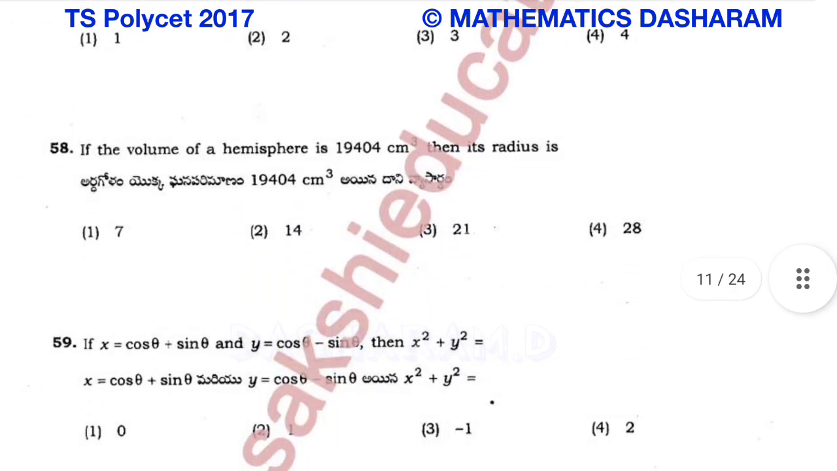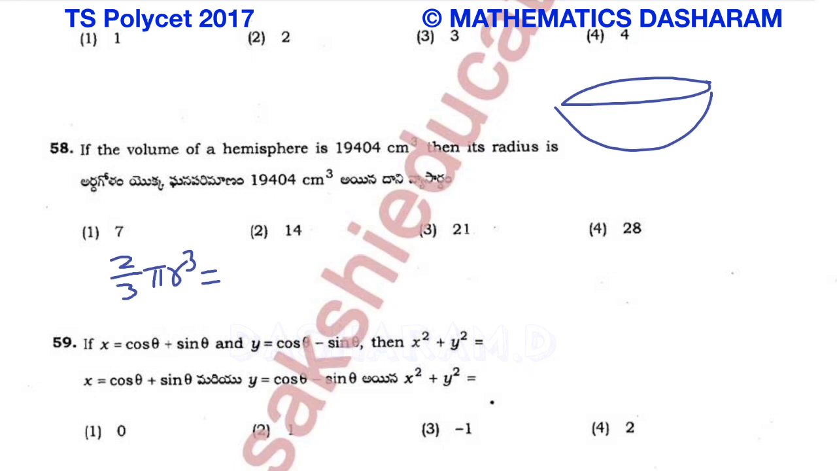Next, question 58. If the volume of a hemisphere is 19,404 centimeter cube, then its radius is. So volume of a hemisphere, that is 2 by 3 pi r cube. This is a hemisphere. So 2 by 3 pi r cube equals 19,404.